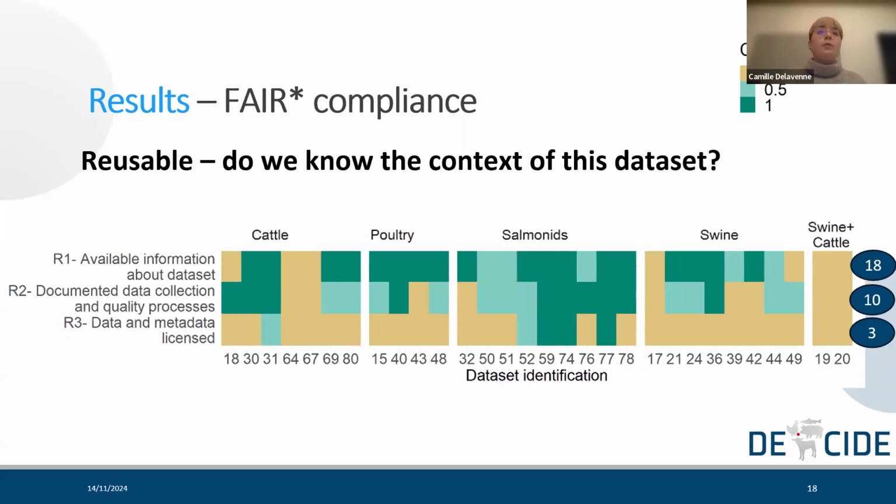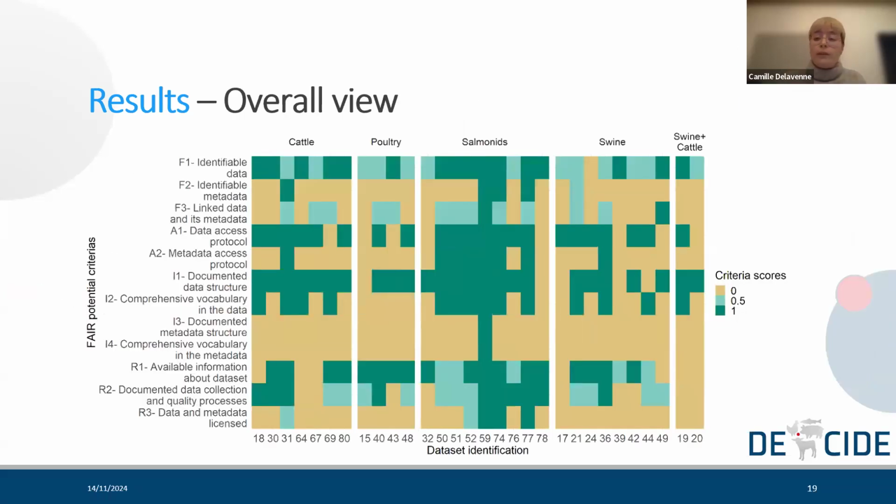However, the data collection and quality processes were documented in only 10 of the data sets, and data and metadata was licensed only for 3 of them. So overall, what we're saying is that we have a pretty low score, especially when it concerns metadata.